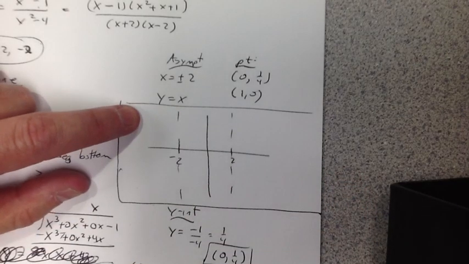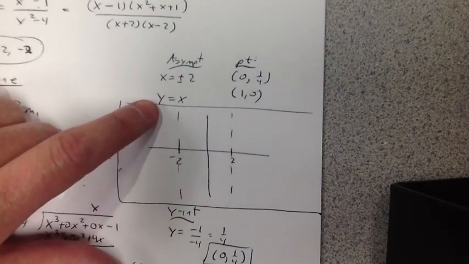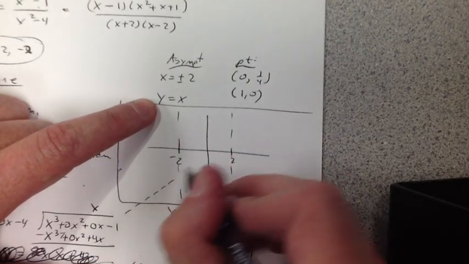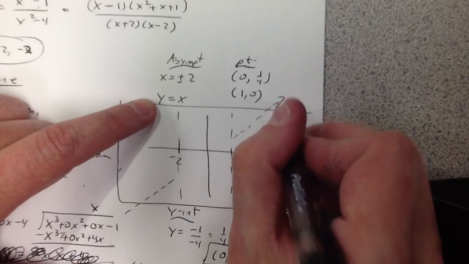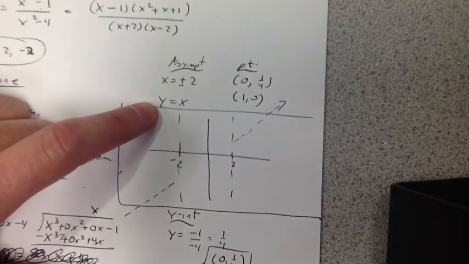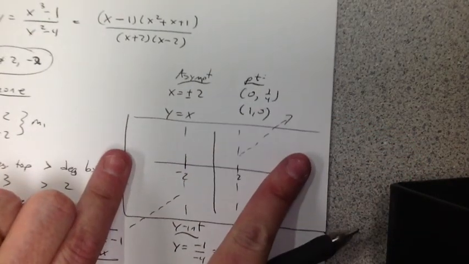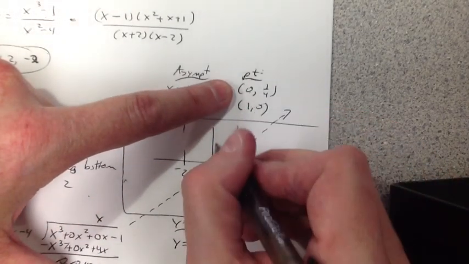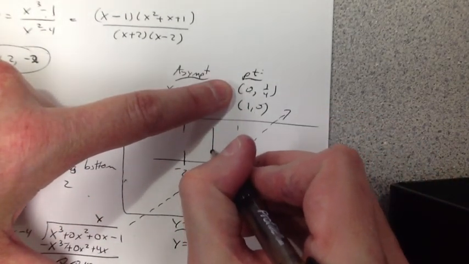And now, how I do the slant. The inside's a little bit different, but how I do the slant is very easy. It's going to be the line y equals x. So it's going to be like here. But the problem is, in the middle is something different. So my slants only affect the outside of my graph. I graph my points that I have, (0, 1/4) and (1, 0).